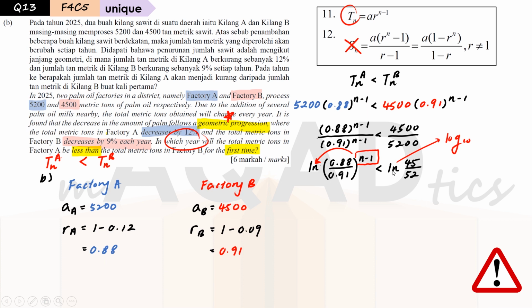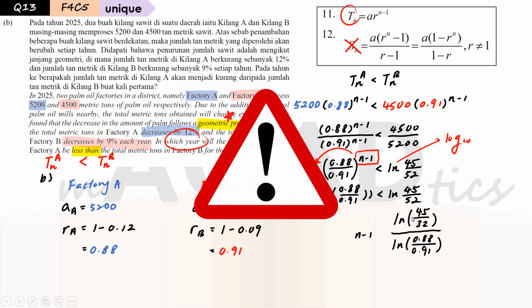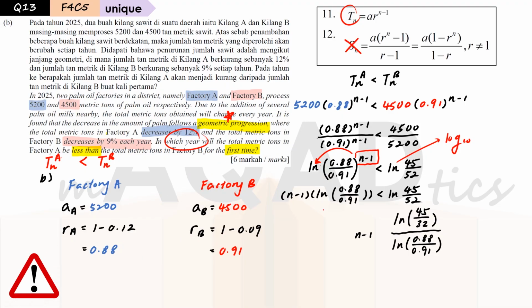So if we apply log to both sides, then this n minus 1 can appear on the left side of the log. Now if you want to find the value of n, you just move this part of the value here to the other side. But this value, if you put it into a calculator, you will realize that it is a negative value. So recall, for values in log, if it is greater than 1, it will be a positive value.